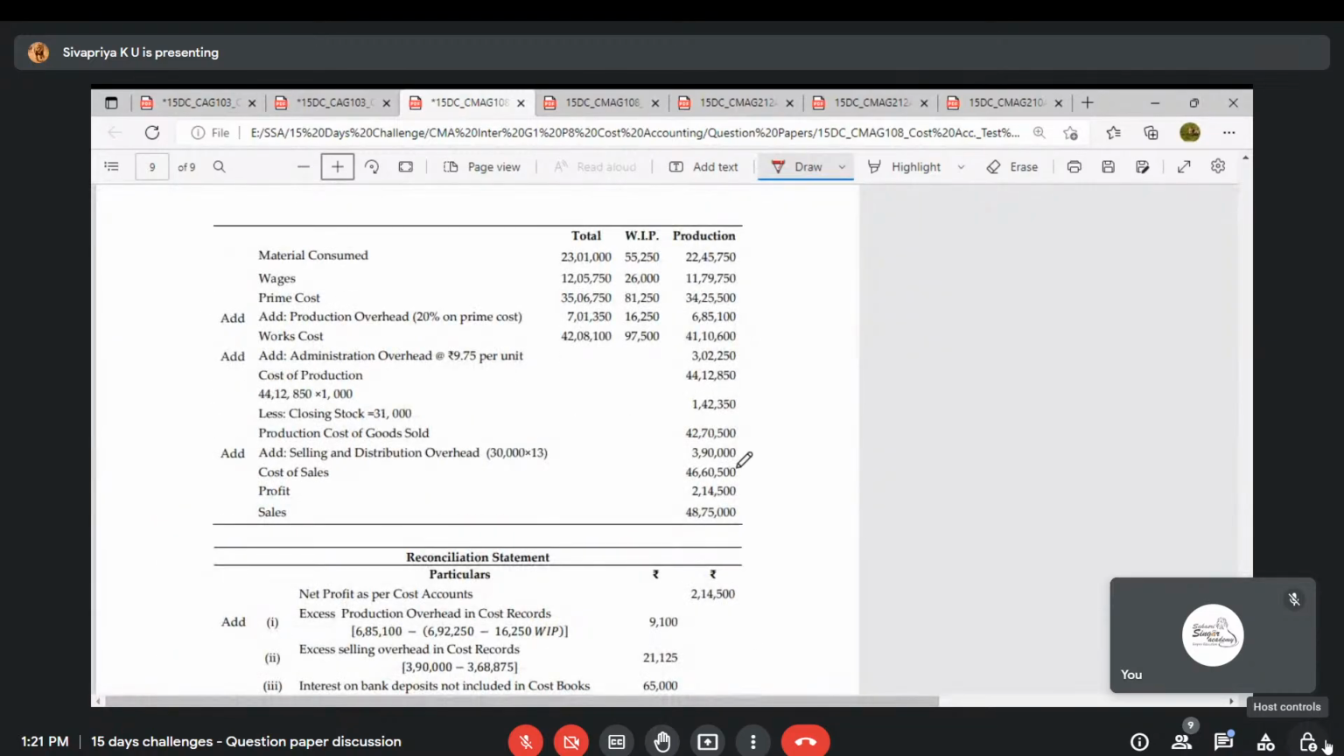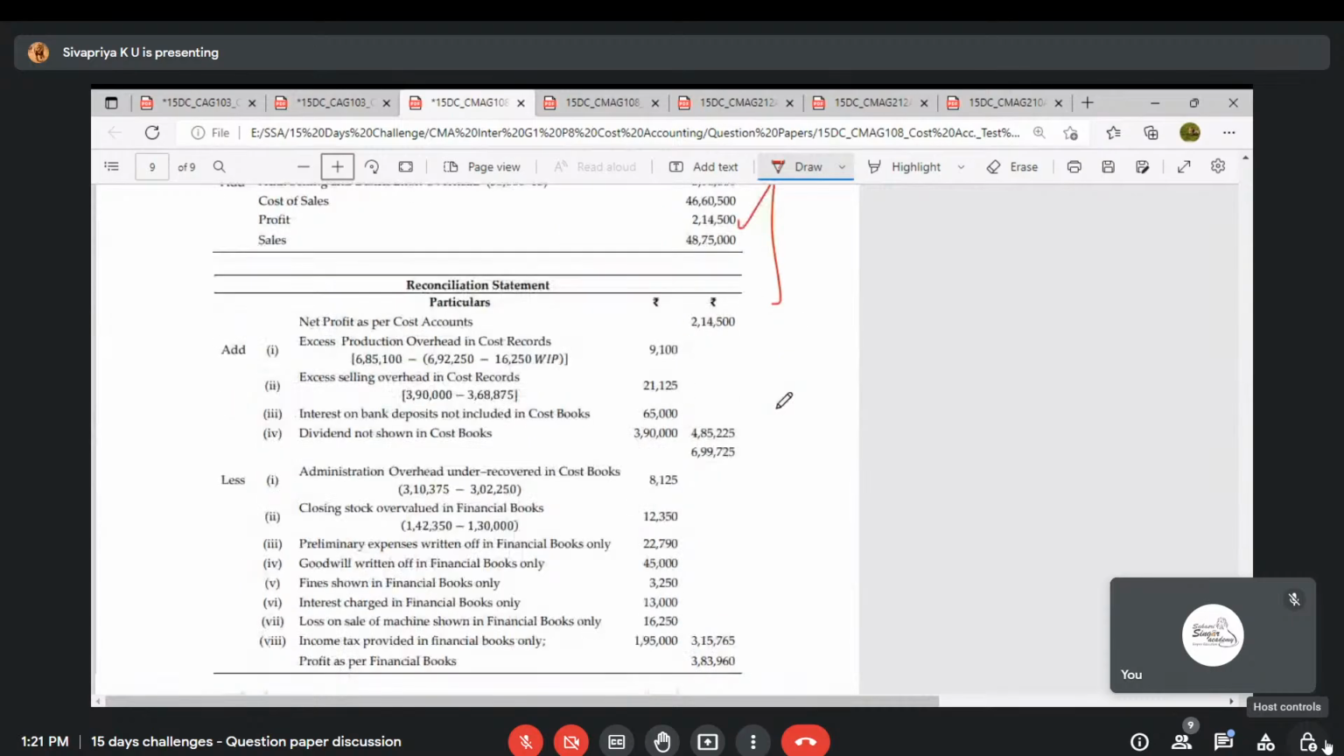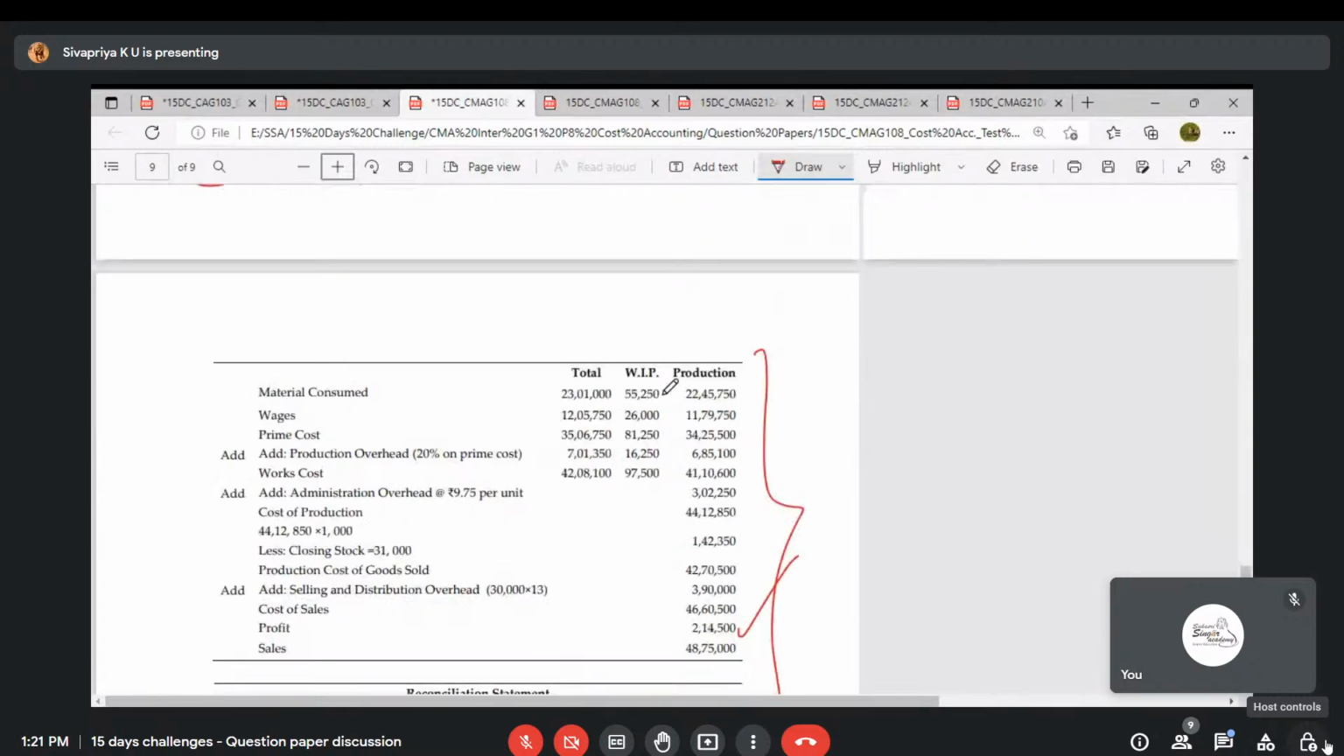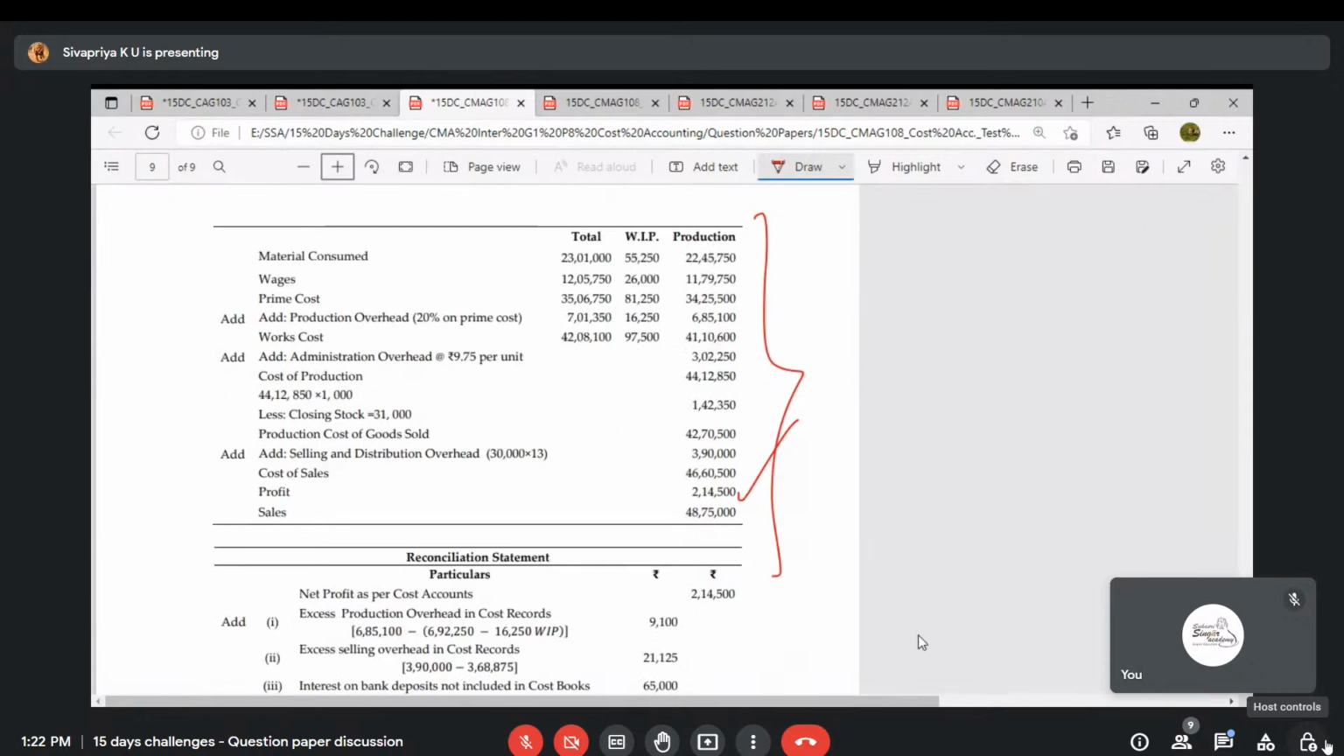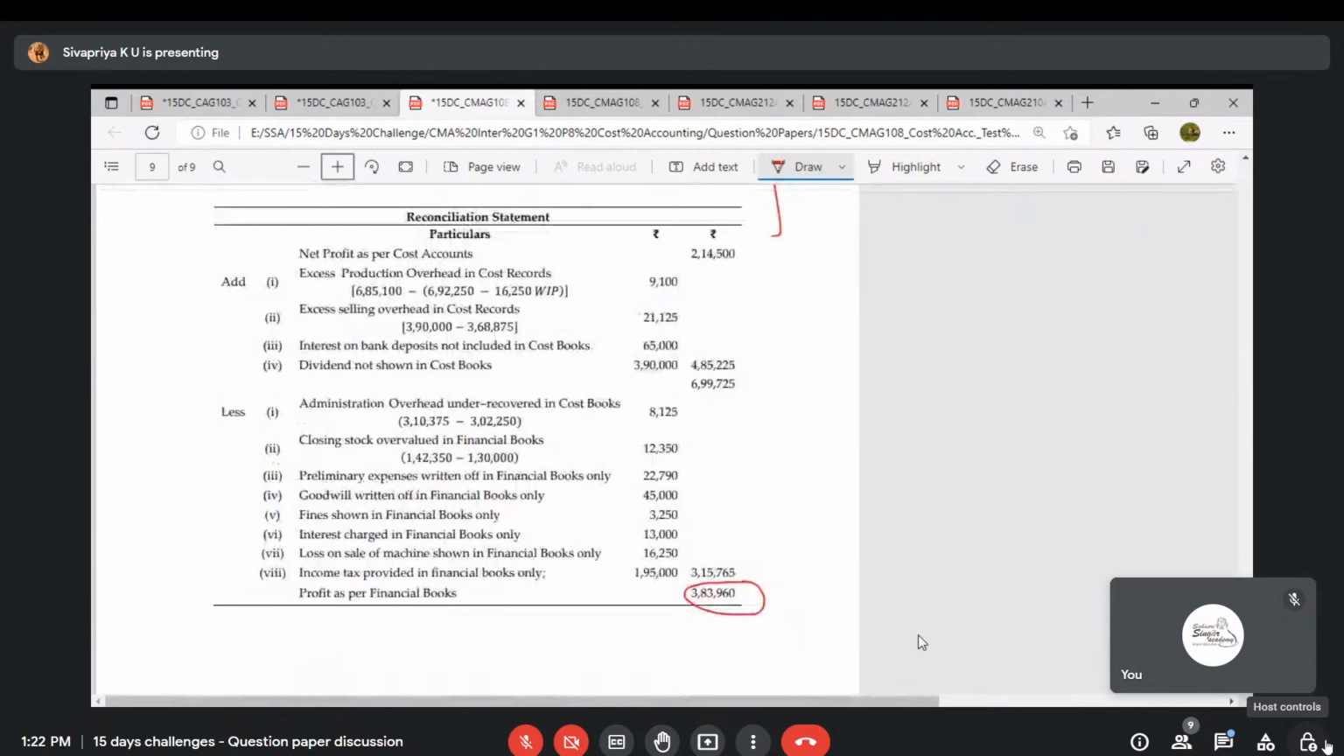So you have to compute this profit as per costing. Okay, 2,14,500 வருது. So அதை என்ன பண்றோம் அப்படின்னா நம்ம profit as per financial books 3,83,960 கொண்டு வரதுக்கான reconciliation தான் இந்த problem. So first part is the workings for computing the profit as per cost records, and this is the reconciliation, profit as per financial books.